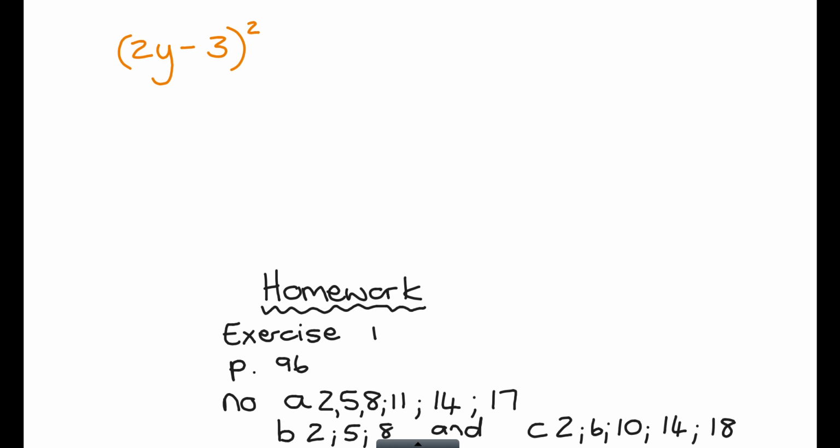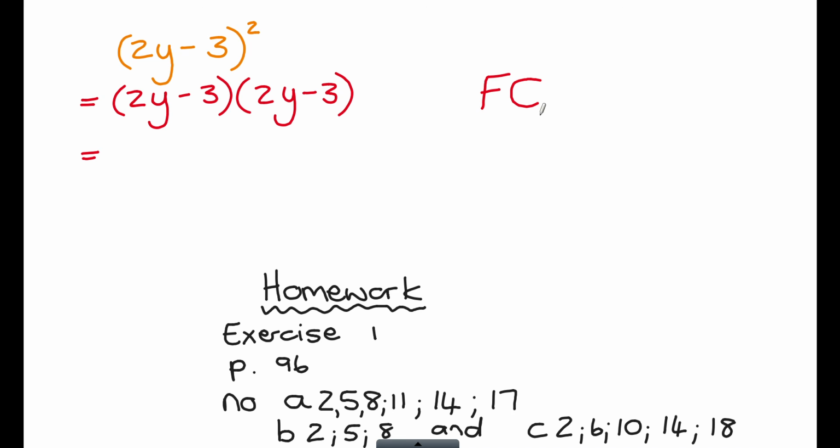Okay, right. Can we do that one? So that is actually the same as 2y minus 3 times 2y minus 3. Now, FOIL. The F is for first, so I'm going to say 2y times 2y, and that gives me 4y to the power of 2. Then the O is for outer, so 2y times minus 3. It gives me minus 6y.